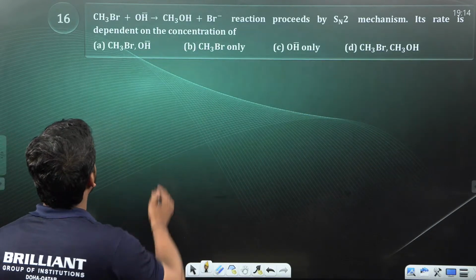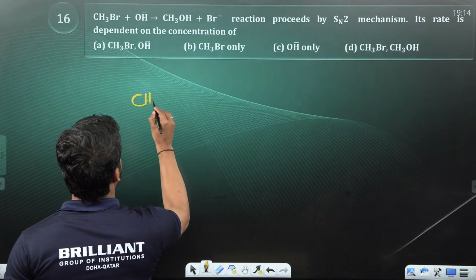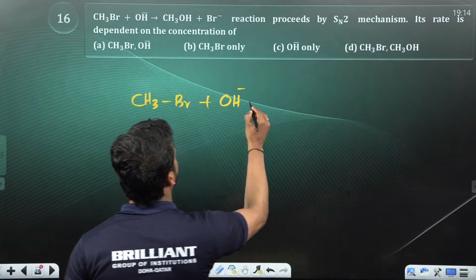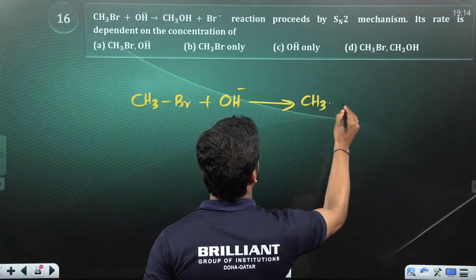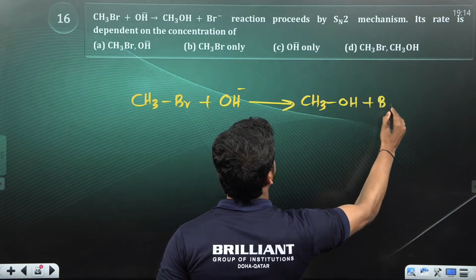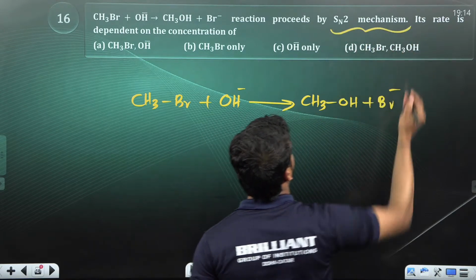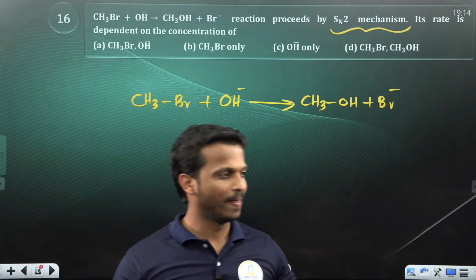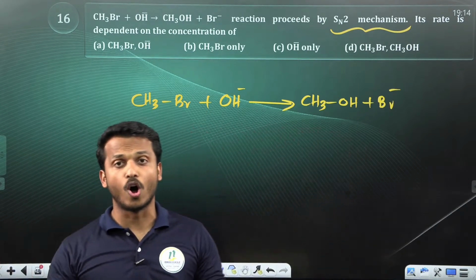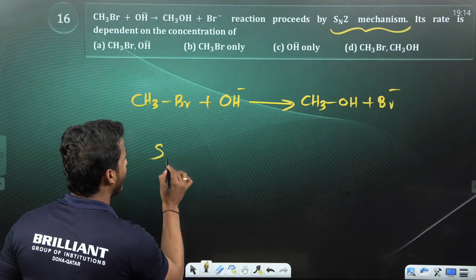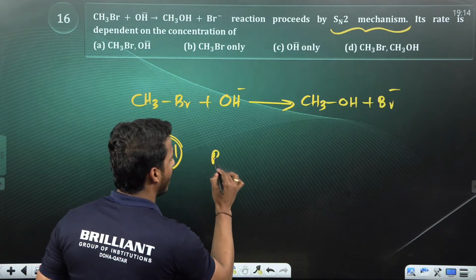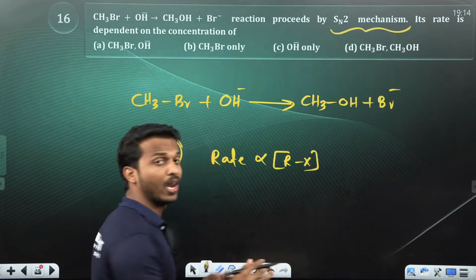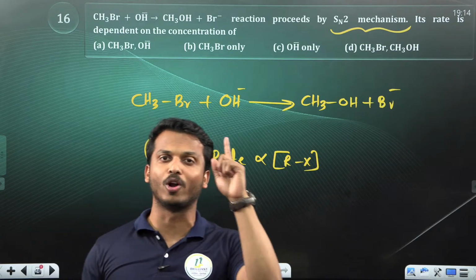Next one, CH3Br. You know CH3Br is a haloalkane reacting with the nucleophile OH minus, giving CH3OH and Br minus. Suppose it follows SN2 mechanism, what does the rate depend on? Come on, the rate depends on what? You know that in SN1 mechanism, rate only depends on RX, the haloalkane. Therefore, it is called unimolecular.